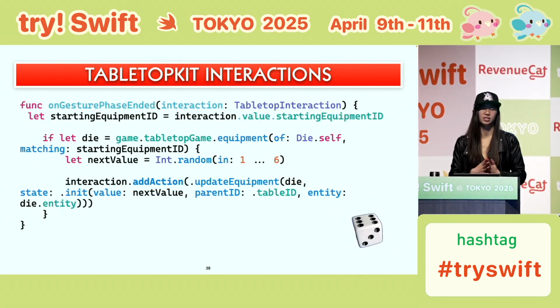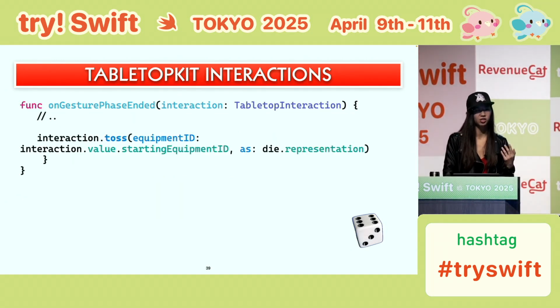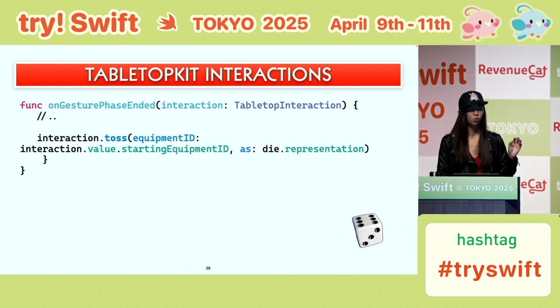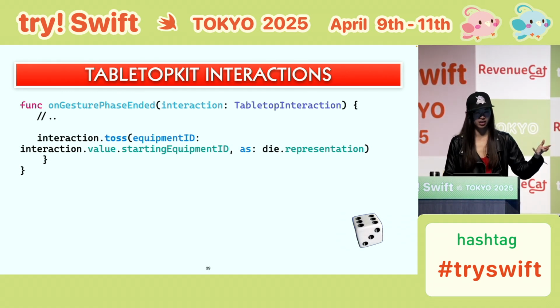So looking at the die where the gesture phase has properly ended, we make sure we're tracking the die. We say, okay, what's the next value? So that's you rolling it. And then we add an action that we are going to roll the die and give it its value. And then with TabletopKit, with the tossable representation, we toss the die. So you're not throwing it, but you have to gently toss the die. And that says that it has been rolled.